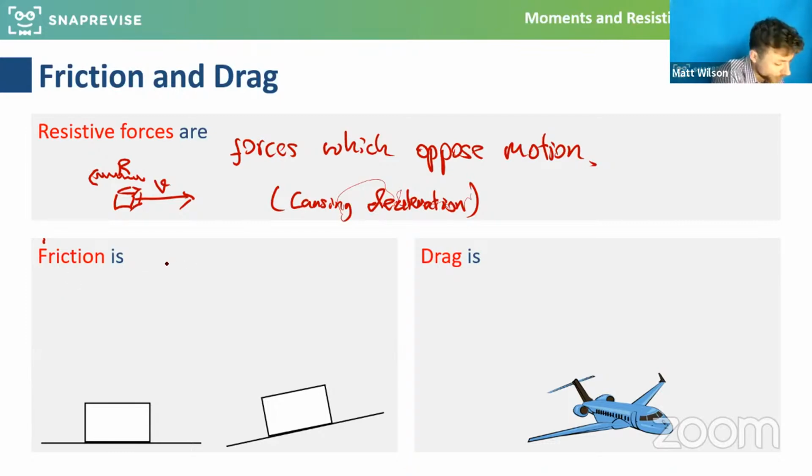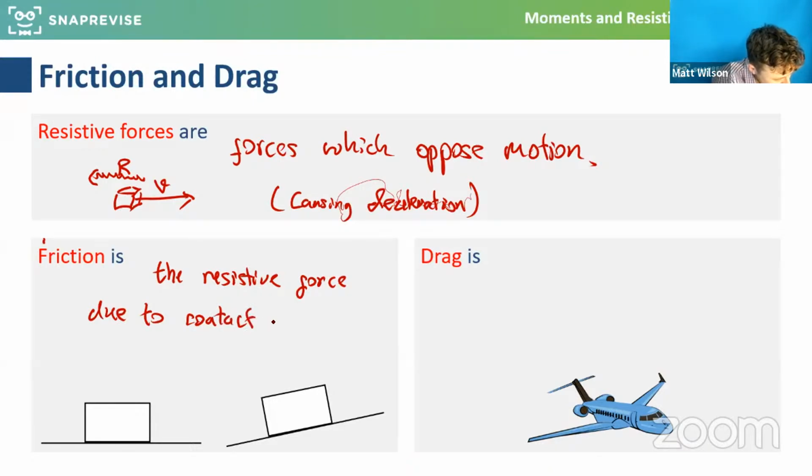So friction is the resistive force due to contact with a surface. Notice you need a surface here to think of something as friction. So we shouldn't include something like air resistance here. That's going to come later. That'll be drag. Right now we're talking about friction. Friction is the kind of resistive force that is due to contact with a surface.